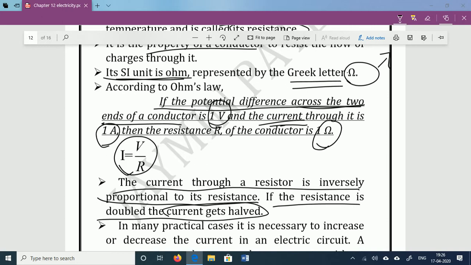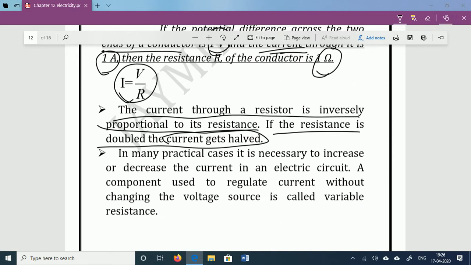In many cases, for example, if I talk about any electronic gadget, suppose a TV, there are different circuits in the TV, and all the circuits require different currents. Suppose one circuit requires 0.5 ampere, a second circuit requires 1.5 ampere, and a third circuit requires 4 ampere. The voltage supplied to the TV remains constant. So how can we modify the current? We can modify it by modifying the resistance. If I change the resistance, the current reaching that particular circuit is going to change.